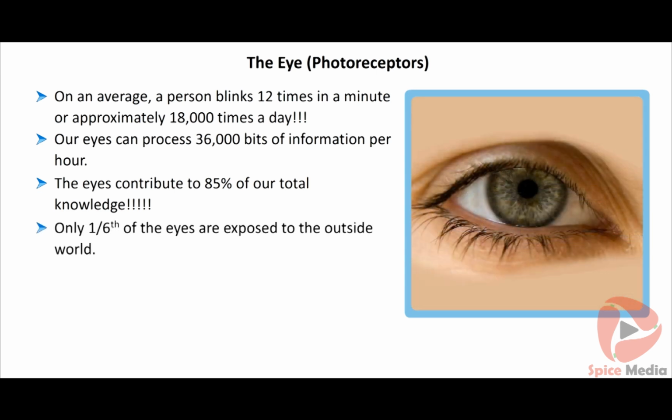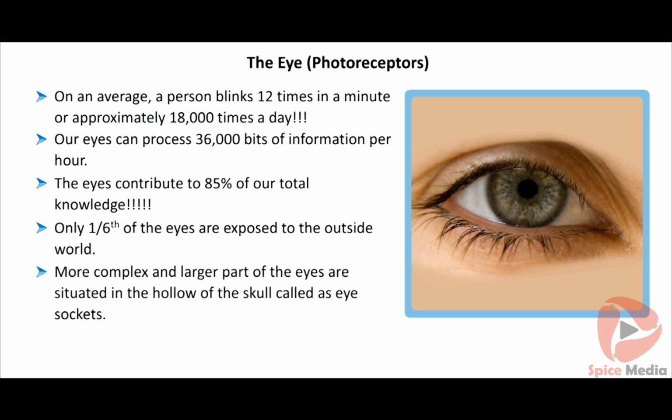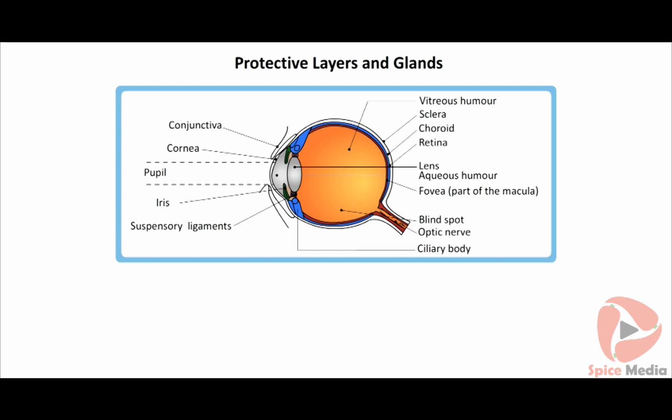Only 1/6 of the eyes are exposed to the outside world. More complex and larger part of the eyes are situated in the hollow of the skull, called as eye sockets. The eye is also protected by eyebrows, eyelashes, and eyelids, protective layers, and glands. Eye is an almost spherical organ having 3 protective layers. Let us know more about these layers.